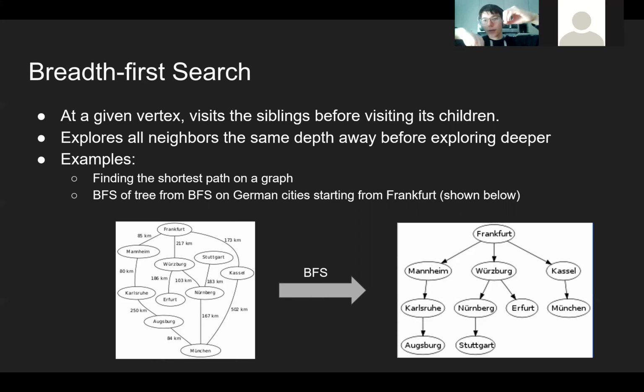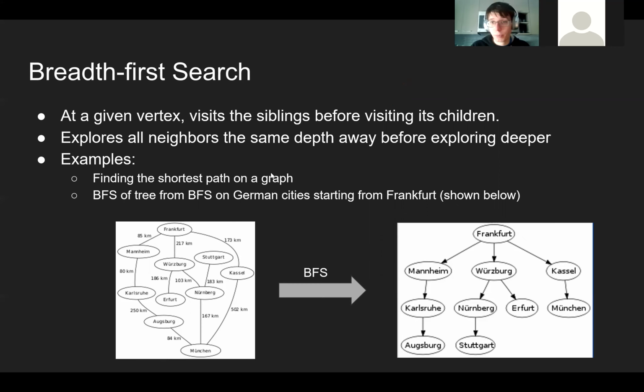before you visit anything that's 2 away. So let's draw it out. If I have this vertex and it's connected to this guy and this guy, and each of those are connected to others, and I start here, I'm going to visit this guy and this guy before I ever visit this one, this one, this one, or this one. So you always go 1 away before you go 2 away.